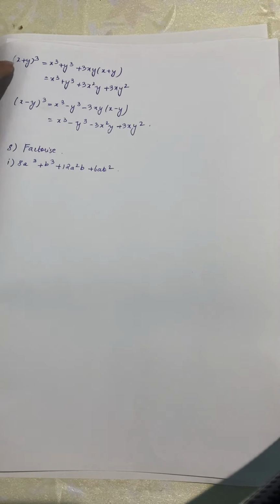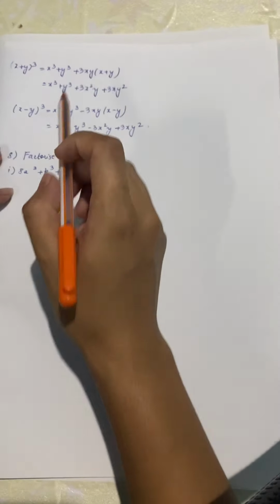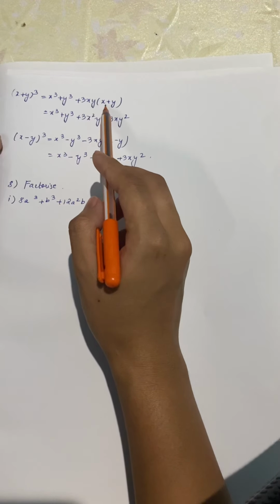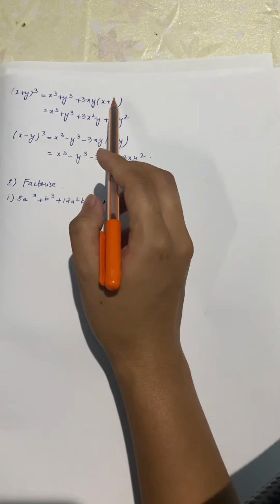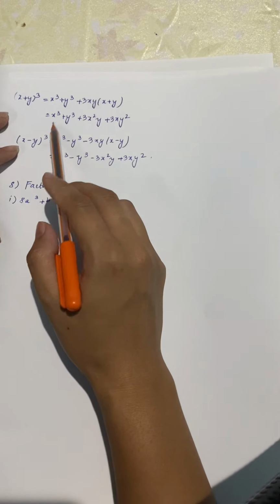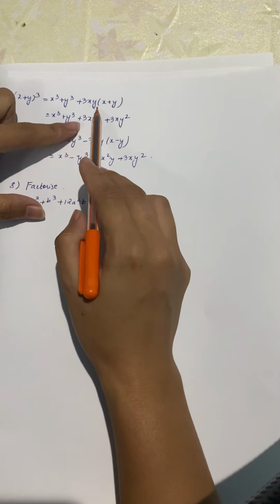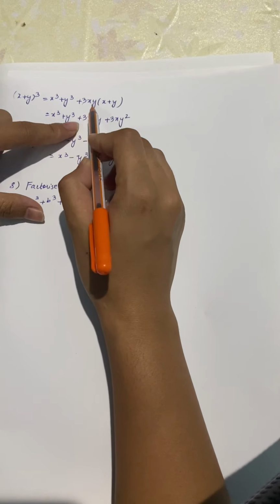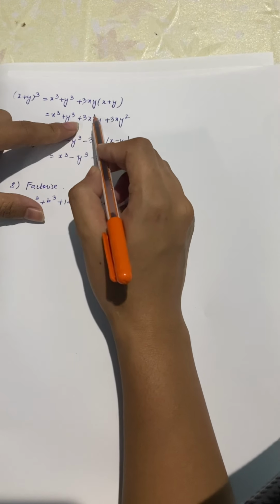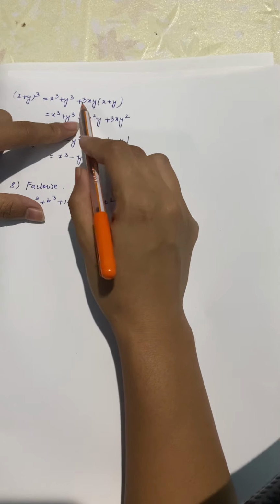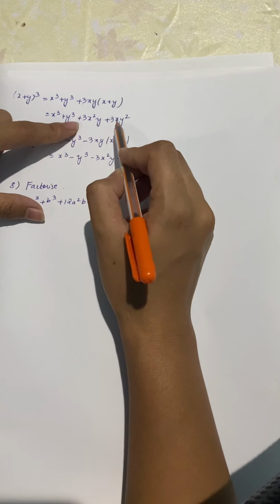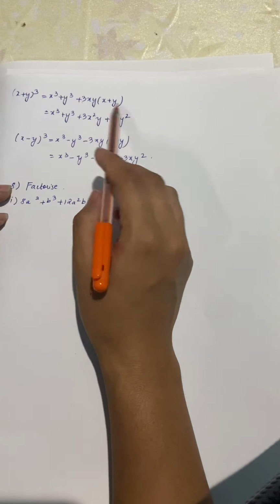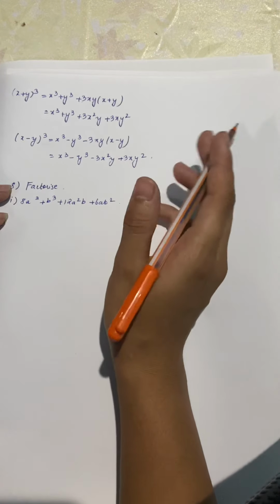Identity number 6 is (x plus y) the whole thing cubed, which is nothing but x cubed plus y cubed plus 3xy into (x plus y). But I can also write this as x cubed plus y cubed plus, I'm opening up the bracket. So when I open up the bracket, what happens? 3xy into x will become 3x squared y, plus 3xy into y will become 3xy squared. All right, so just by opening up the bracket, I'm getting this, okay? That is how I'm doing it.